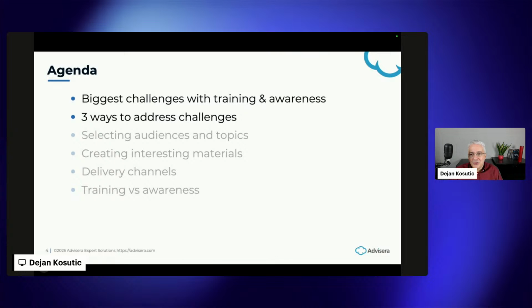How to resolve these main challenges. And then I'll show you three main ways to address these challenges. The first one, on the next slide, is selecting audiences and topics. The second one will be about creating interesting materials. And the third one will be to choose what kind of delivery channels you need. This will be the majority of the webinar.